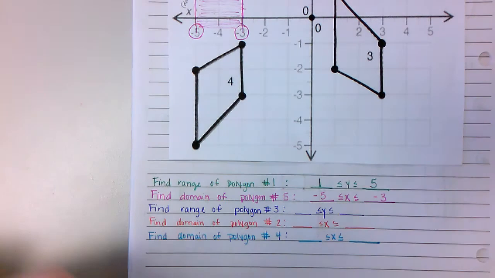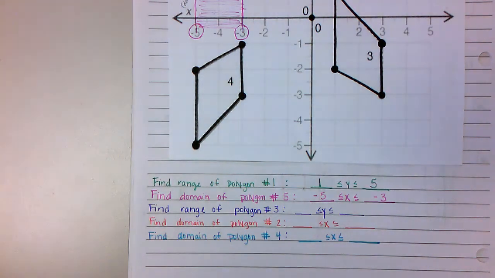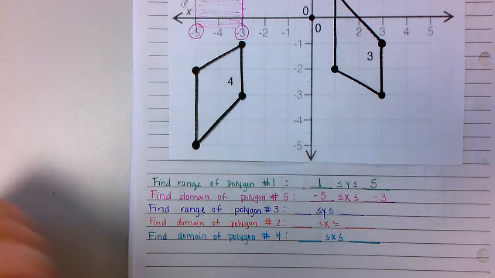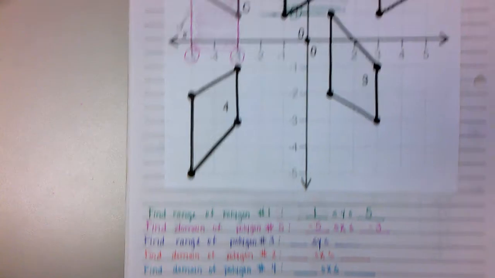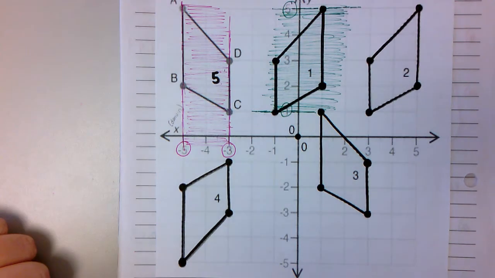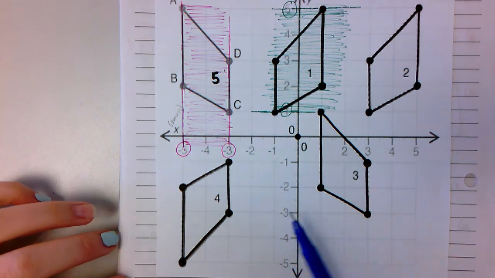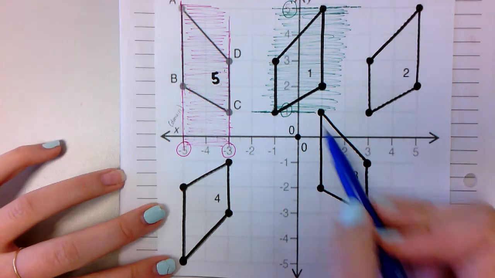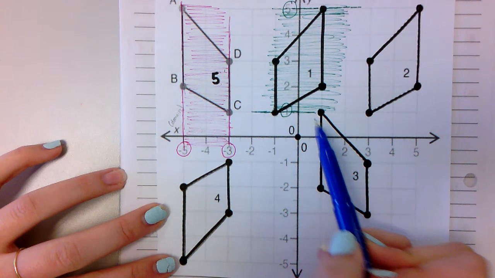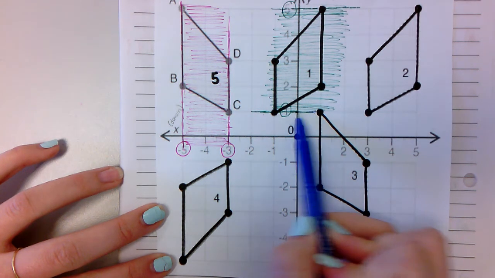Now let's see what the next one wants of us. Find the range of polygon number 3. So the range is my y values of polygon number 3. That's right here. Y values means I need to be looking on this y-axis. I need to be saying, okay, if I were to take the furthest points on this polygon and come over and touch my y-axis, where would I be cutting through?